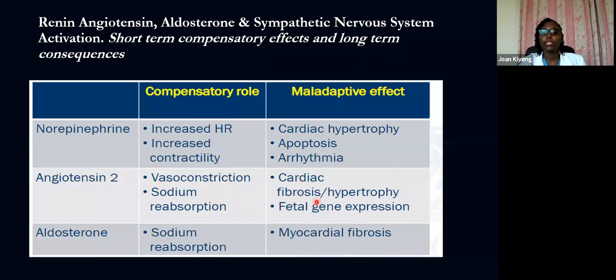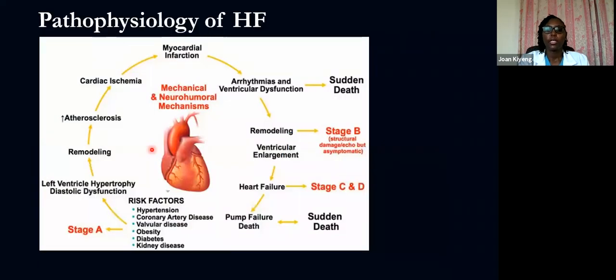But then in the end, it starts causing cardiac fibrosis. And aldosterone causes sodium reabsorption, and it's also one of those that causes myocardial fibrosis. So these are good hormones initially, but as time goes by they cause maladaptive effects. And these are the three key things that we try to counteract when we are treating patients with heart failure.